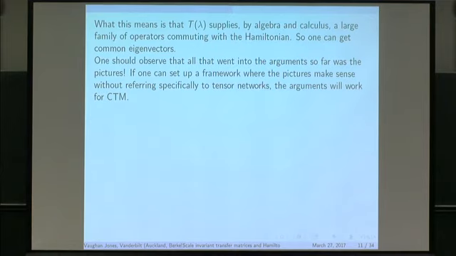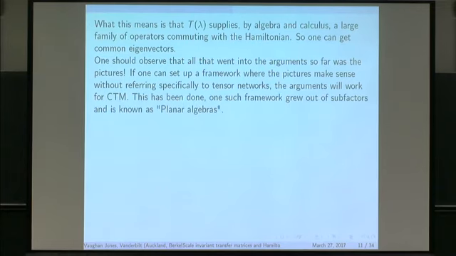So it's possible, therefore, to make sense of all these arguments without referring specifically to tensor networks. The arguments will work for commuting transfer matrices. One such framework grew out of subfactors and is known as planar algebras. But you can do it in the language of tensor categories, provided you have enough structure to make sense of all the diagrams. Certainly, planar algebras are heaven for this kind of argument. You can even get somewhere on the next step in the program, this algebraic Bethe ansatz, to figure out what the eigenvectors and eigenvalues are in the planar algebras.